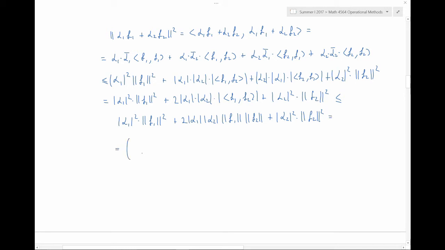Which is simply the square of this sum. Taking the square root will yield a familiar inequality that we call the triangle inequality, that the magnitude of the sum of two vectors is always less than or equal to the sum of the magnitudes. I apologize, I put alpha 1 right here, it should be alpha 2.